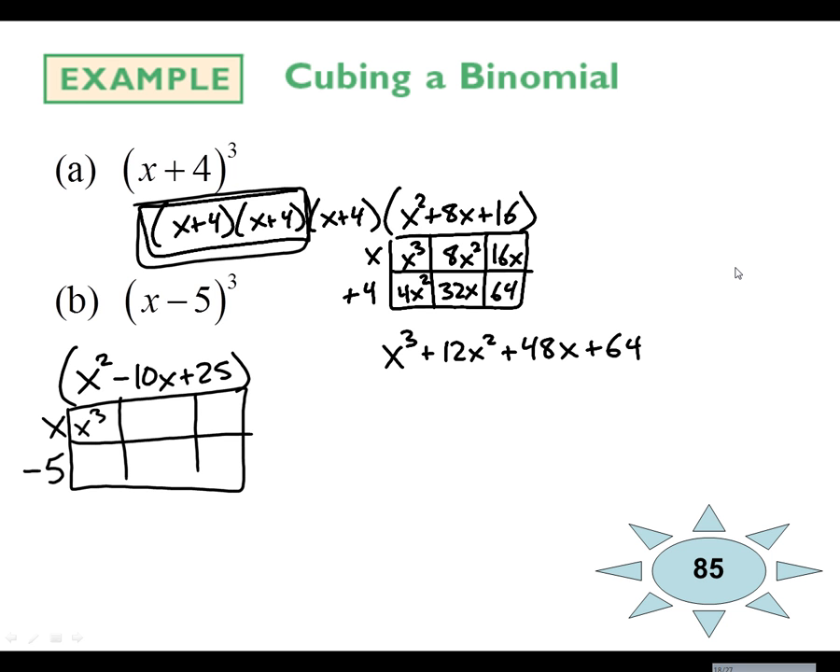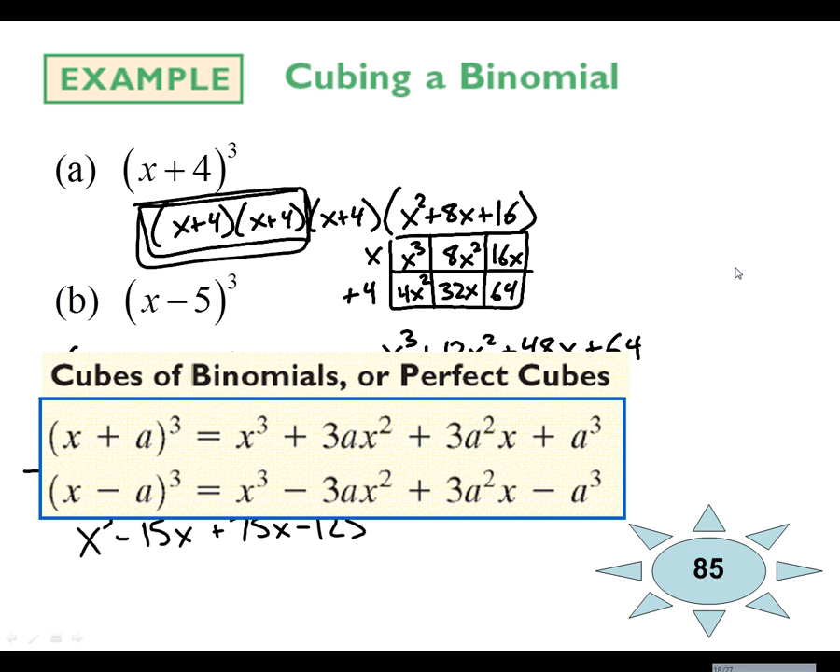x cubed minus 10x squared, 25x minus 5x squared, and what do we got here? 50x, and then we've got negative 125. And so we've got x cubed minus 15x squared plus 75x minus 125. Okay, follow those steps. 85 is yours to do. We're going to cube a binomial.